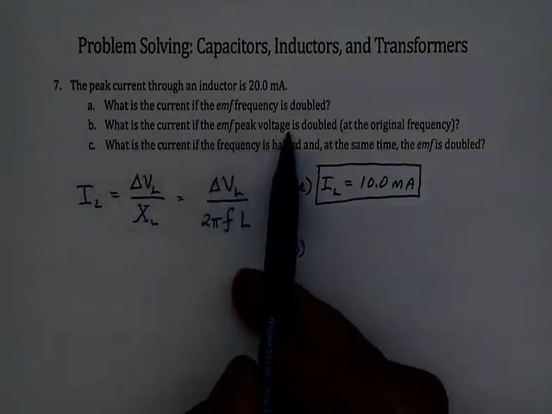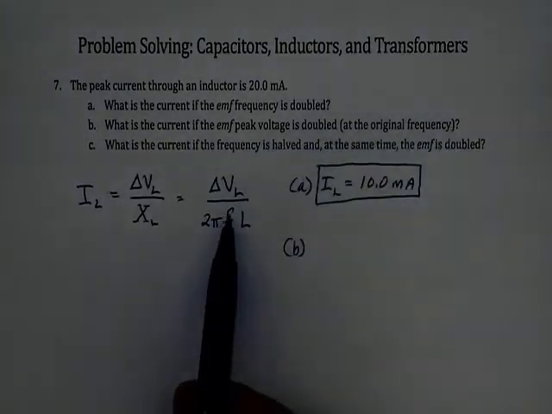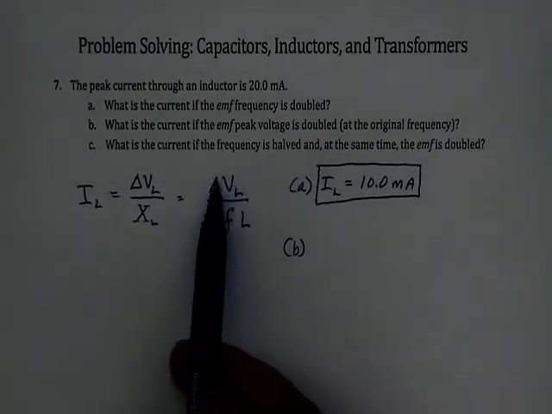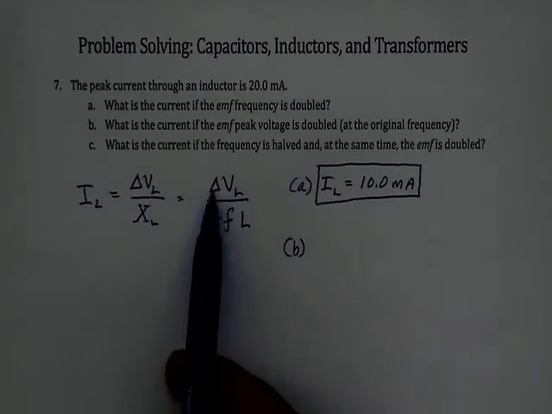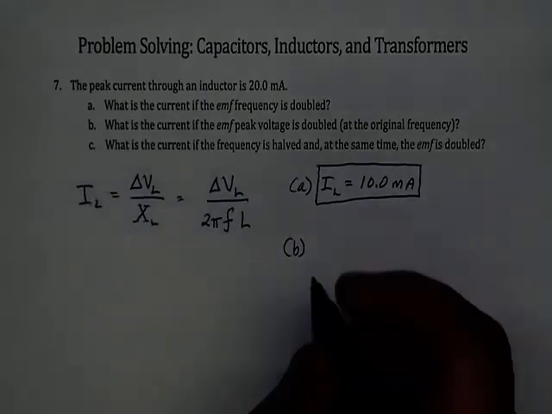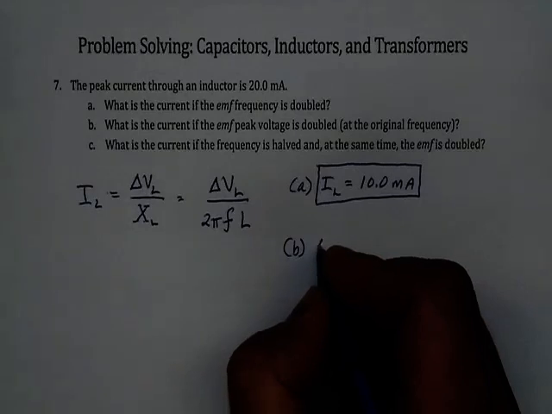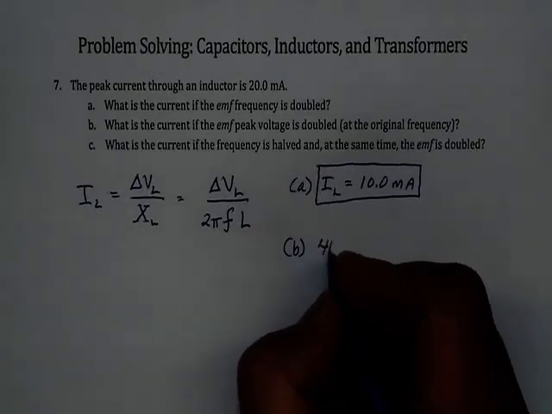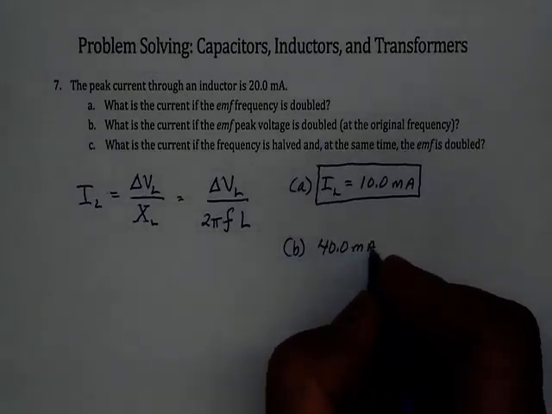What's the current if the EMF peak voltage is doubled at the original frequency? So I go back to my original frequency, but I double the peak voltage. Just like you would expect from Ohm's law, if you double the voltage, you're going to double the current. So the peak current is now going to be 40 milliamps.